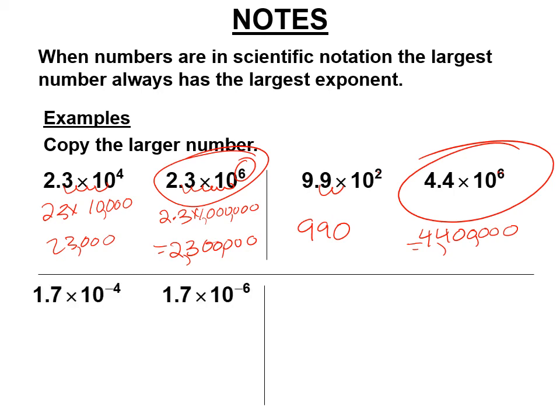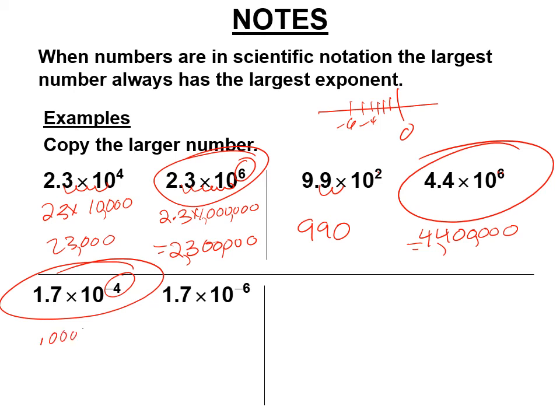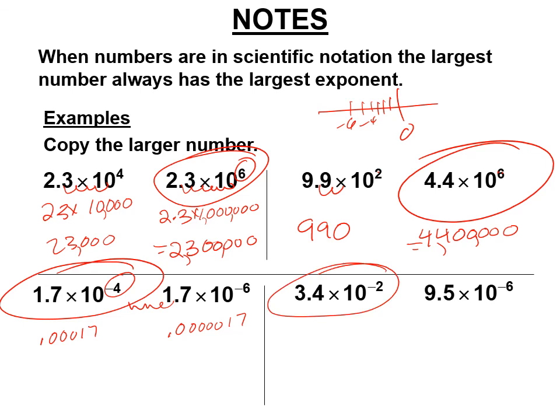Okay, now, what's bigger, negative 4 or negative 6? Hopefully everyone is saying that negative 4 is bigger. So this is the bigger number, right? Because you move that 4 times, you get 3 zeros. So that's 17 over 100,000, which is small, but this is even smaller. You move that 6 times, you're going to get 5 zeros. This is even smaller, right? Negative 4 is bigger than negative 6. Therefore, 1.7 times 10 to the negative 4th is bigger. Right? Negative 2 is way bigger than negative 6.